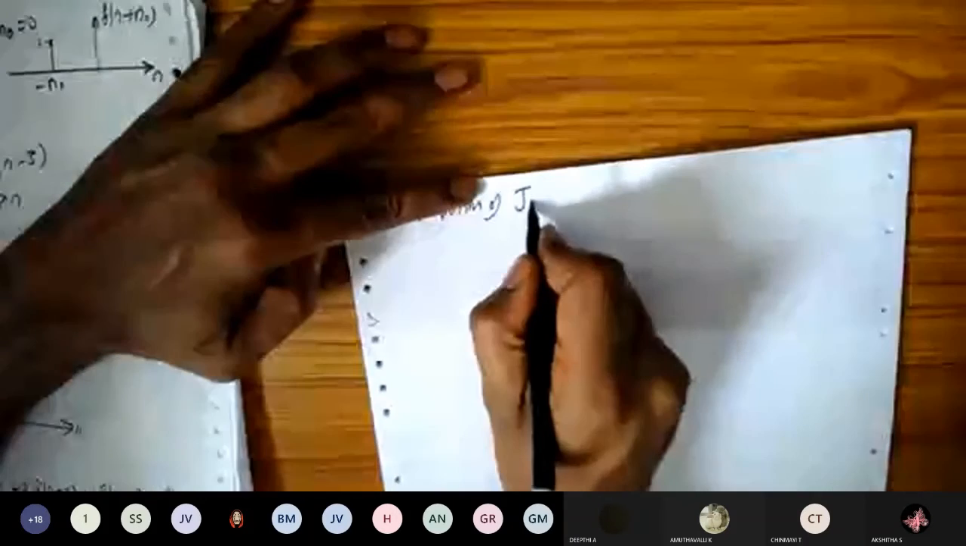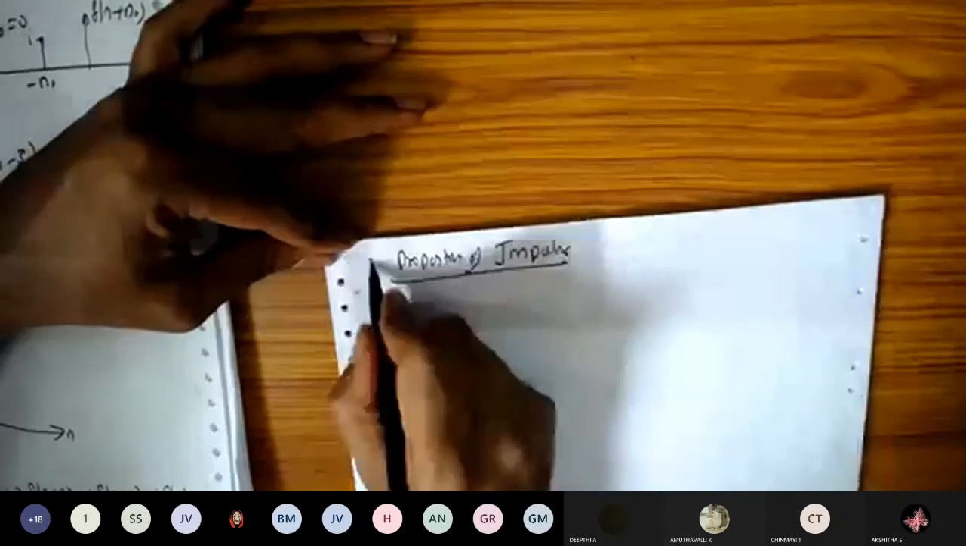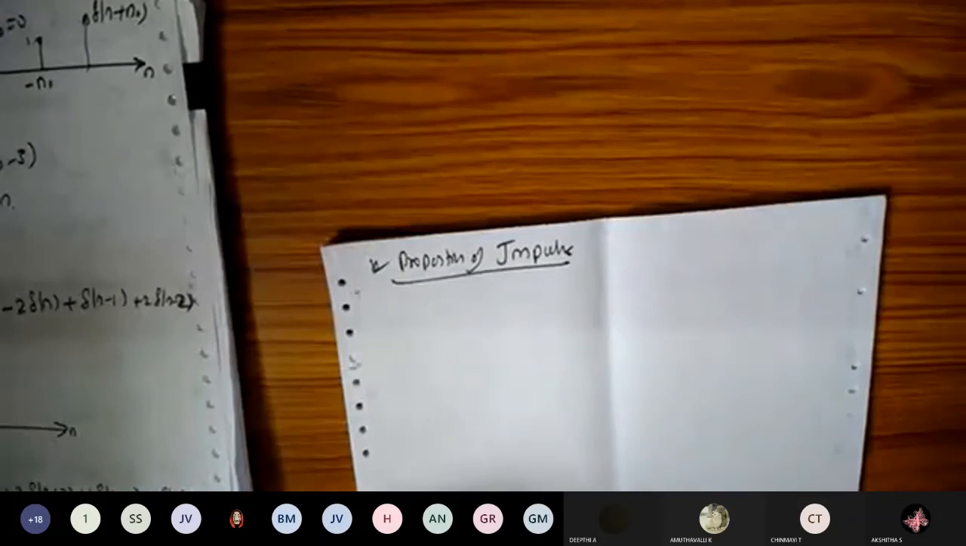So there are some important properties of the impulse function. The properties are very, very important here. I think you already used the impulse function properties in your engineering statistics. So you can take down the properties of the impulse function here.